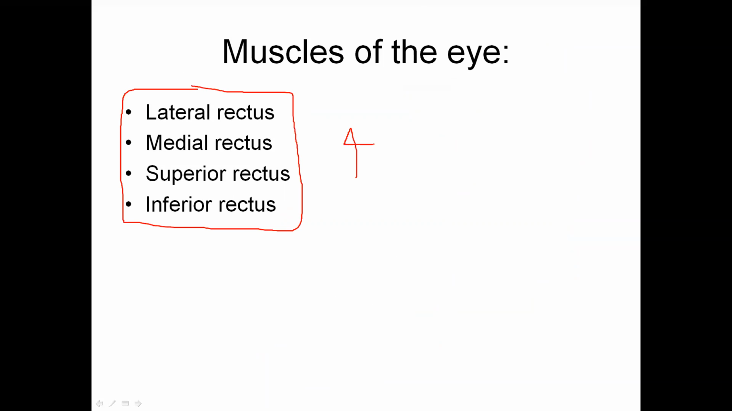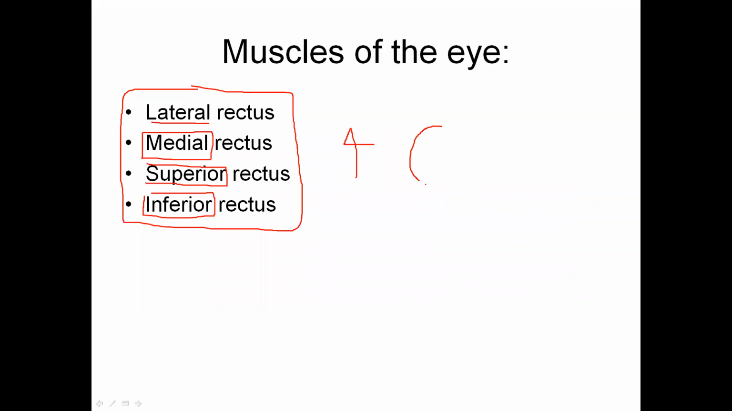Even though the eyeball is a sphere, I still call it the 4 corners. You'll see why in a second. And they're named after location. Lateral means it's on the lateral side of the eyeball. Medial is on the medial side of the eyeball, closer to your nose. So the superior muscle is on top of the eyeball, and the inferior muscle is on the bottom.